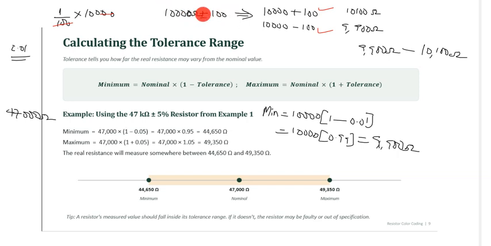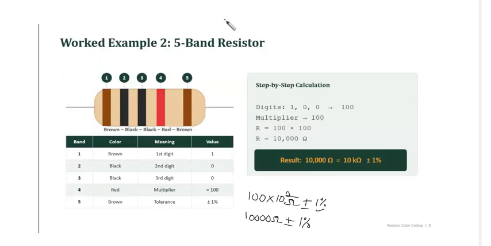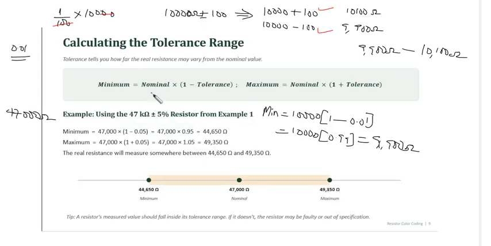But if you want to calculate it independently without using this formula, that's when you use this approach here. Plus or minus 1% for this previous example means you take 1% of the nominal value, you add it and you subtract it. That is what this formula explains, right?